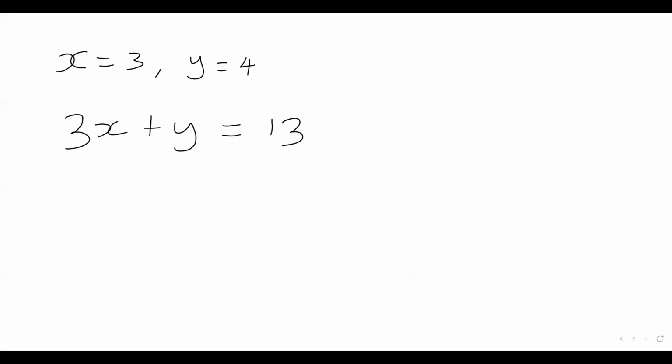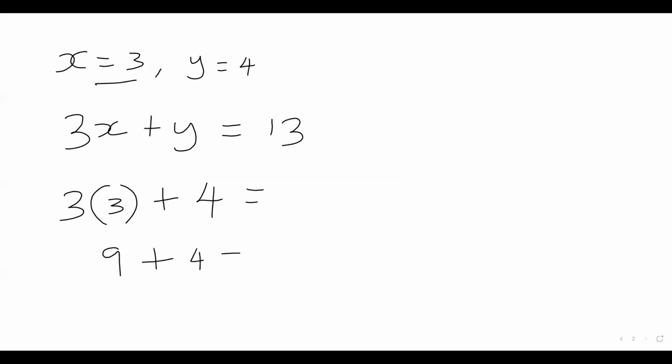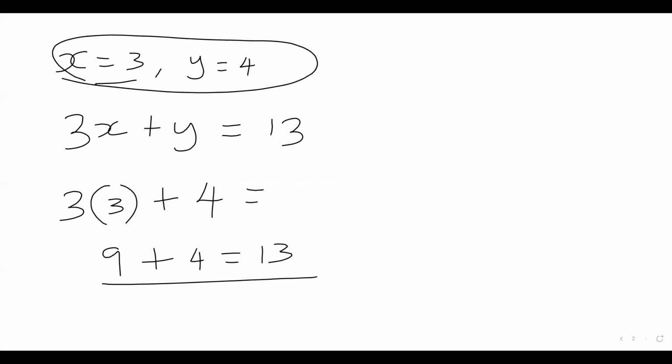Let's put where we have x, we put 3 because x is 3. And where we have y, we put 4. We see if it will give us 13. We're just trying to prove that x is 3, y is 4. So 3 times 3 gives me 9 plus 4. This gives me 13. And that tells you our values are correct. So x equals 3, y equals 4. And that's how you solve simultaneous equations, guys.